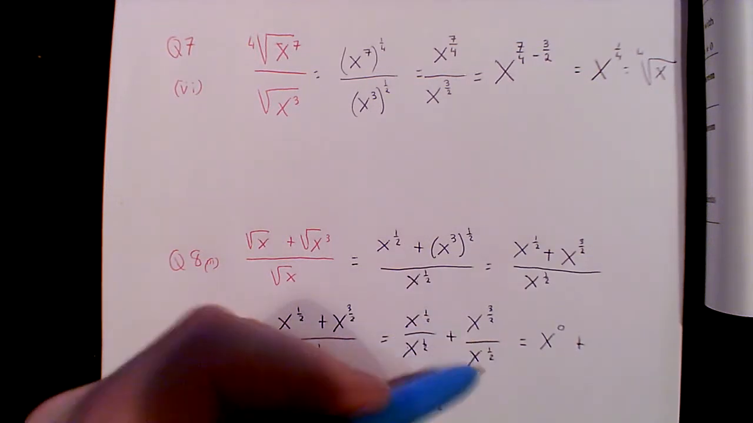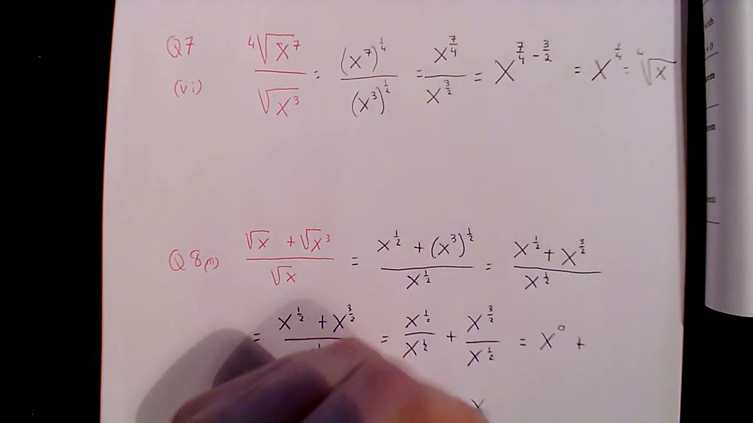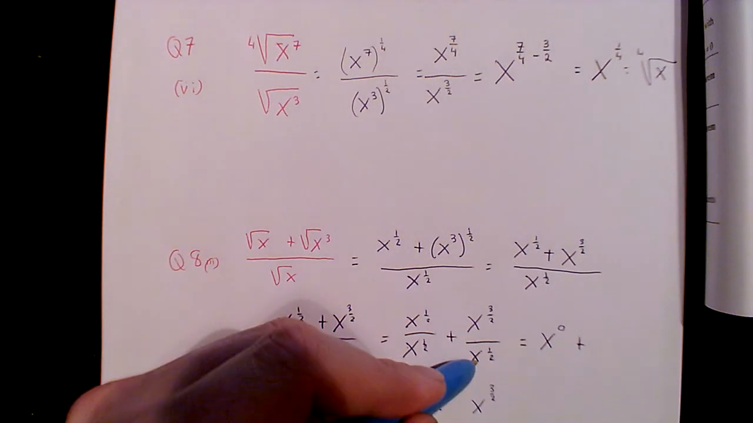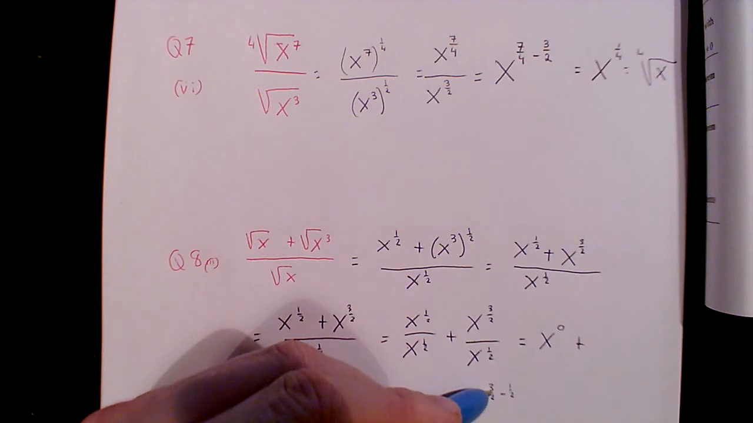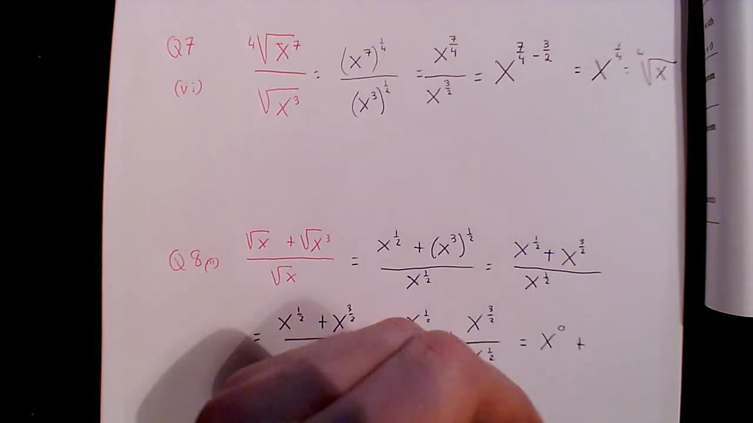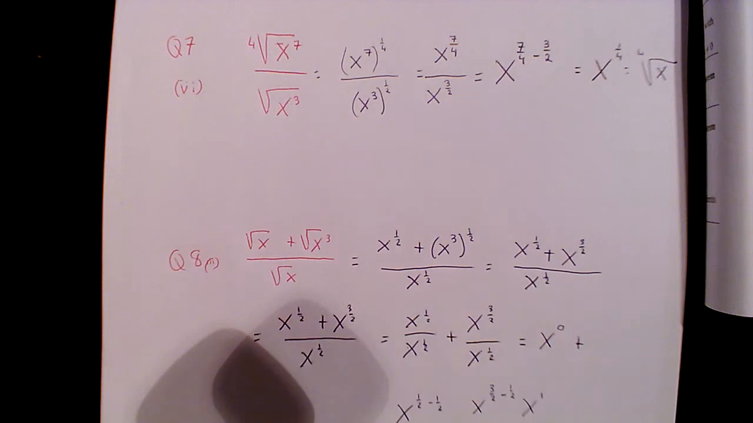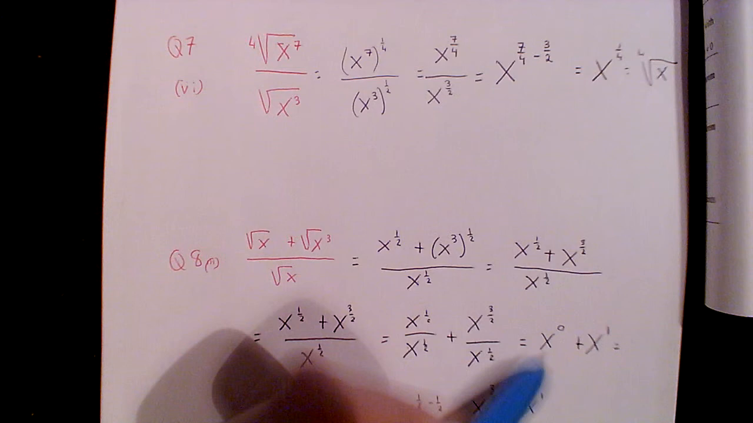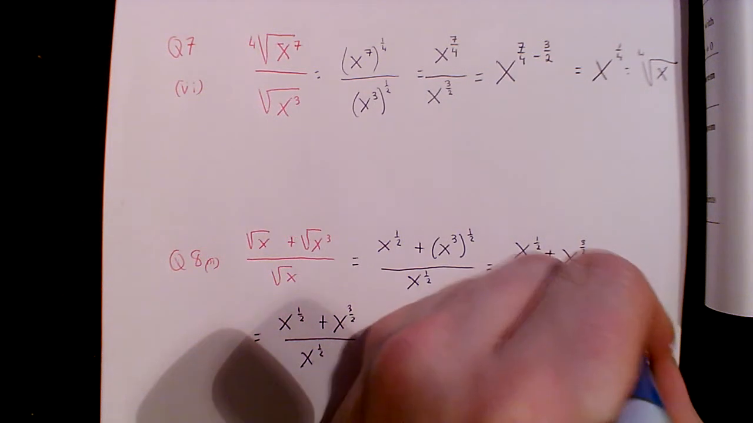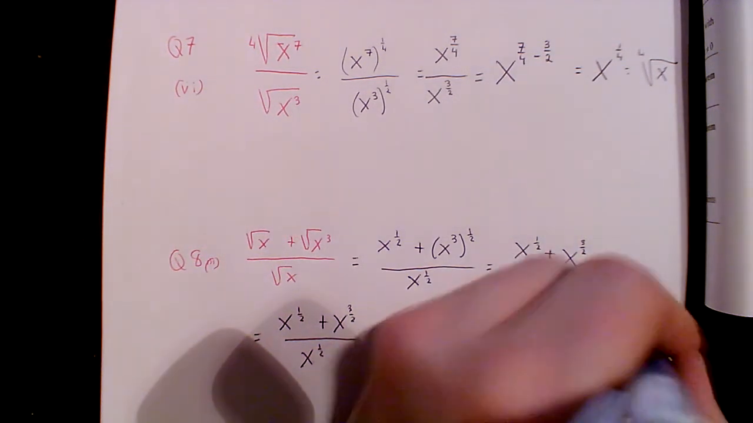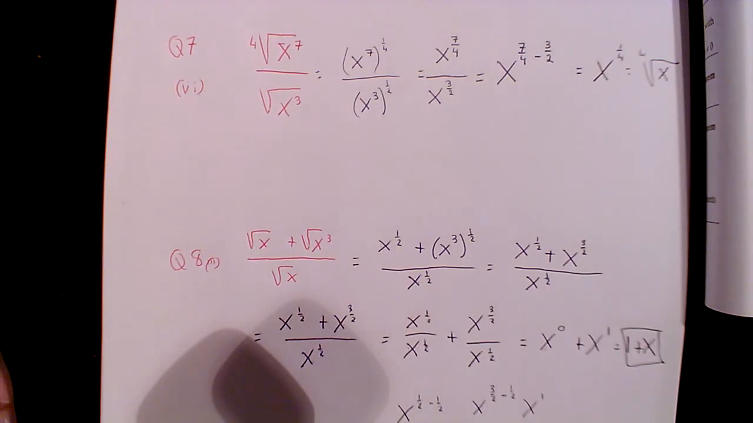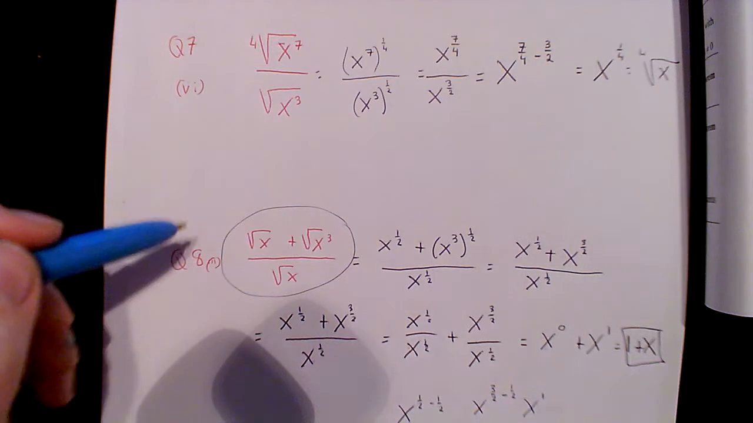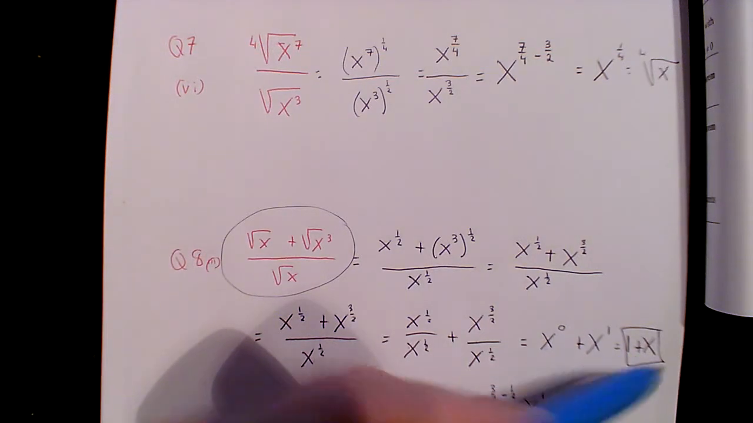And then this bit to do, we have x to the power of 3 halves. We're dividing, so we take away the powers: x to the power of 3 halves minus a half. 3 halves minus a half is 1, so x to the power of 1. And the very last thing: anything to the power of 0 is 1, and x to the power of 1 is just x. So there's our answer. So again, from this mess, we get this.